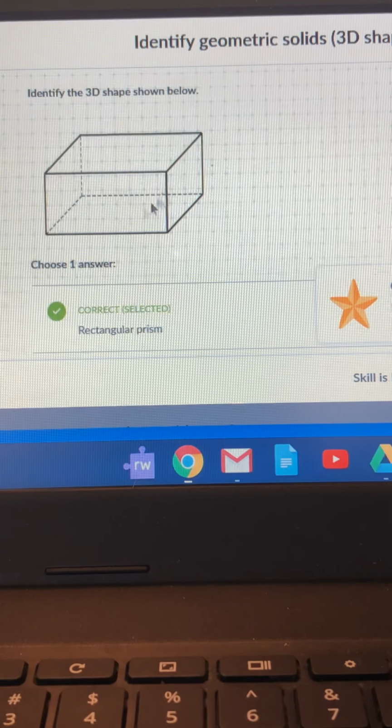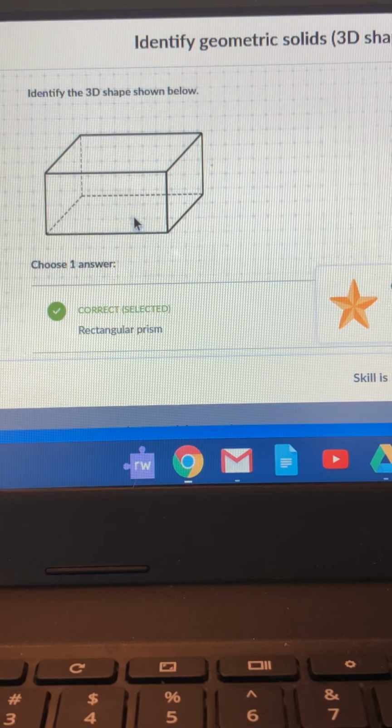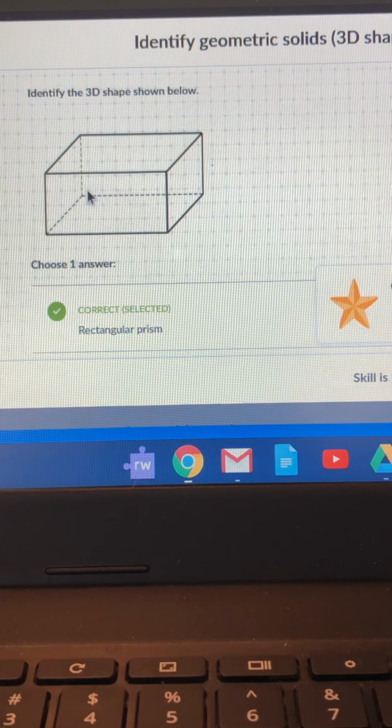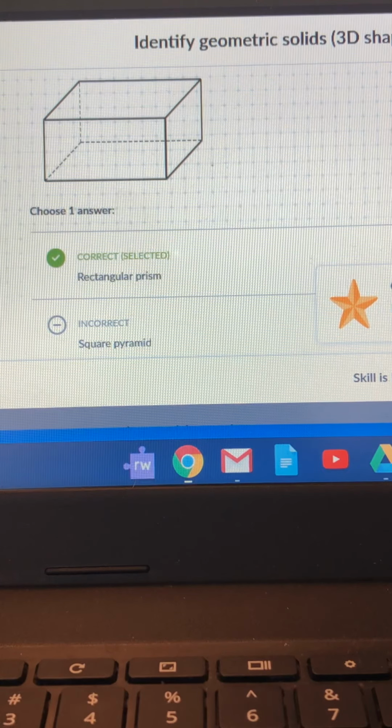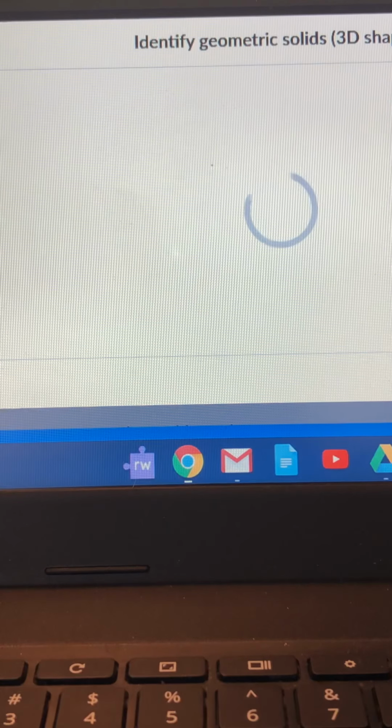Or I could say the top and bottom are bases. They're rectangles. They're parallel to each other. Or I could rotate it, flip it on its side, and say that's a base and that's a base. Either way, it's named for the rectangles, which are parallel to each other, as a rectangular prism.